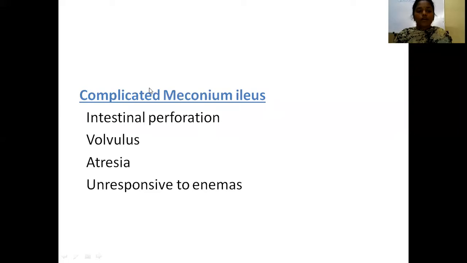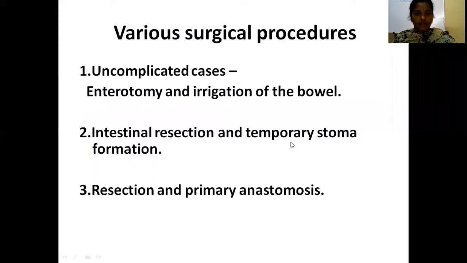Coming to the treatment of complicated or complex meconium ileus. What is this complicated or complex meconium ileus? If it is complicated with surgical problems like intestinal perforation, volvulus, atresia, or it is unresponsive to enemas, all these are classified under complicated or complex meconium ileus.